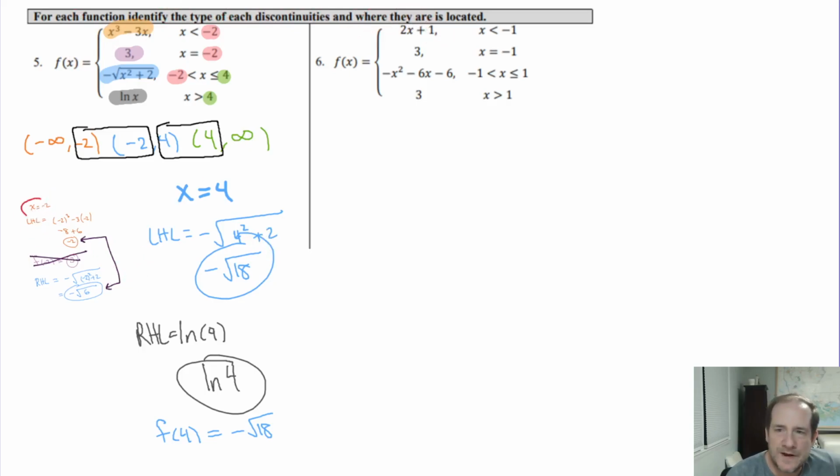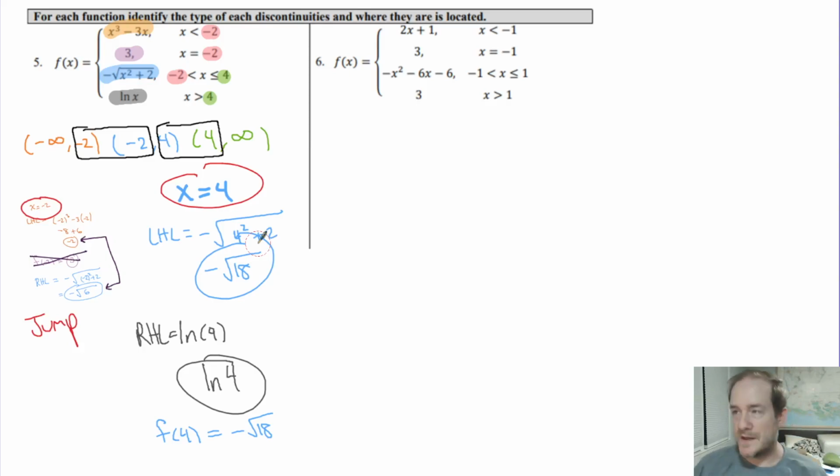You would tell me that when x is negative 2, we're getting a jump discontinuity, and you'd include the limits to justify that answer. You'd say that x equals 4, we're getting another jump discontinuity, and you'd include the limits to justify that, and that is number 5.